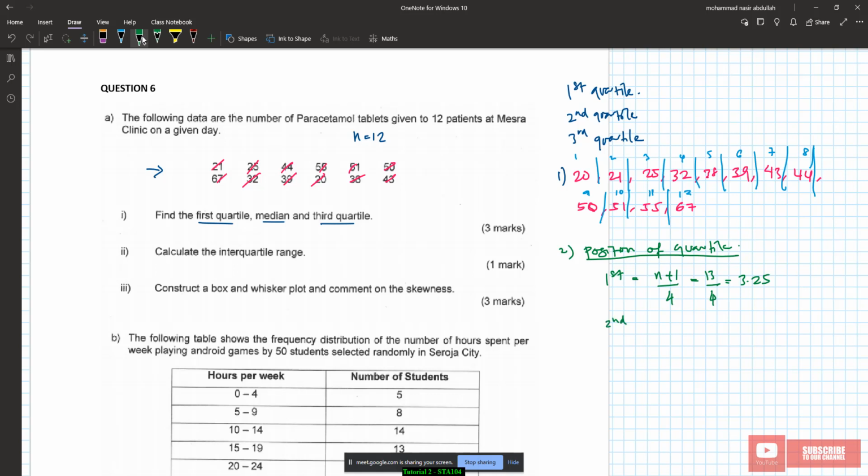So second quartile, 2 times (n plus 1) divided by 4, or equal to (n plus 1) divided by 2. So 13 divided by 2 should be equal to 6.5. And the third quartile, 3 multiplied with (n plus 1) divided by 4. So this one should be 3 multiplied with 13 divided by 4. So this one should be equal to how much? Berapa ni?